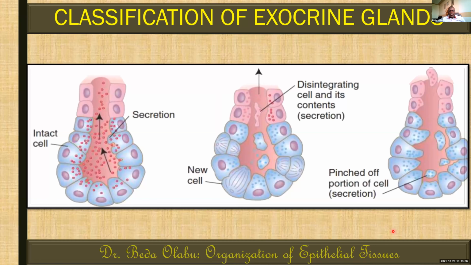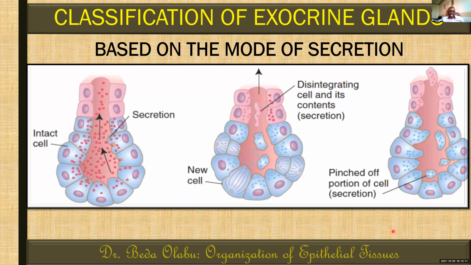Lastly, we can classify exocrine glands based on how they release the secretion, the mode of secretion. There are some exocrine glands that only release the content through the process of exocytosis. So the cell remains intact, and only the contents of the secretory vesicles are released. We call those merocrine glands.